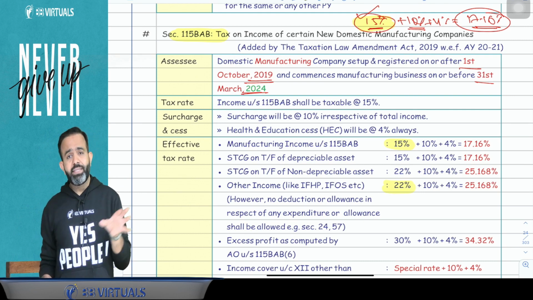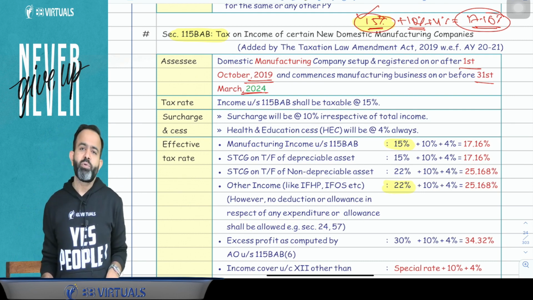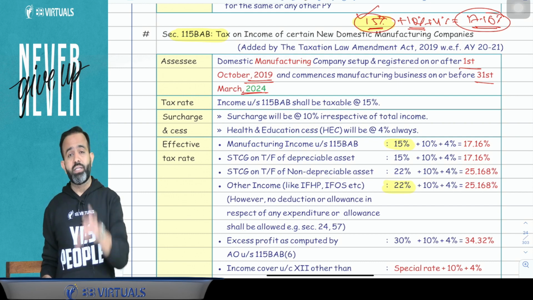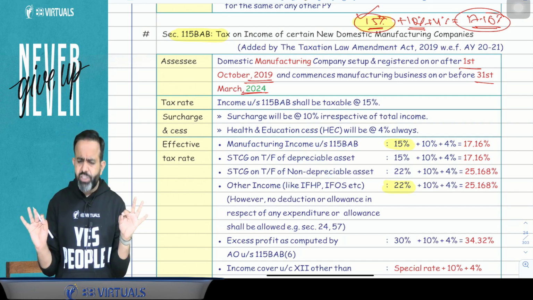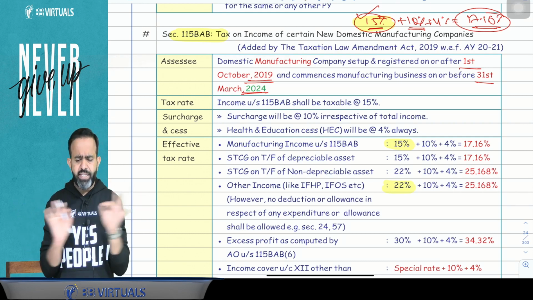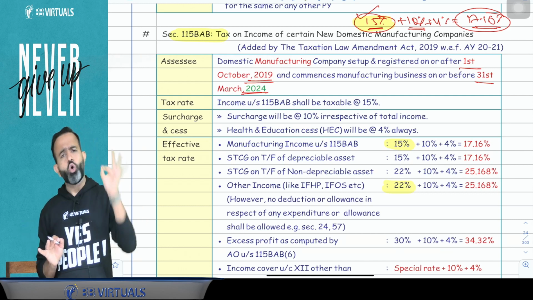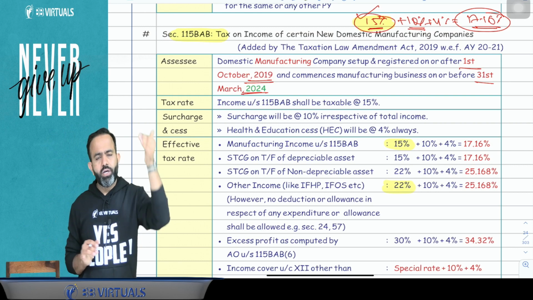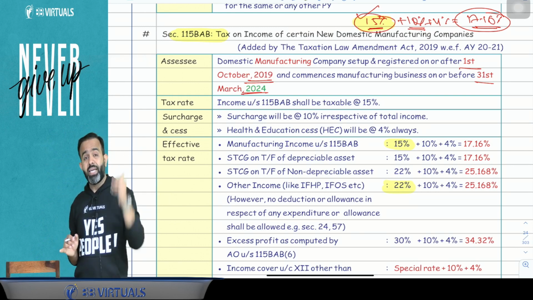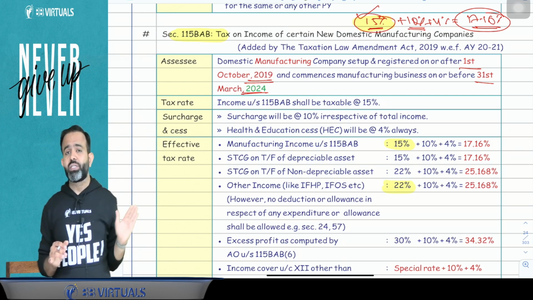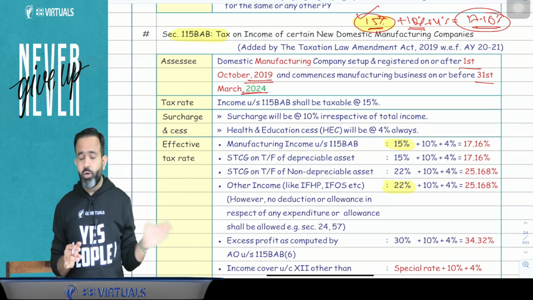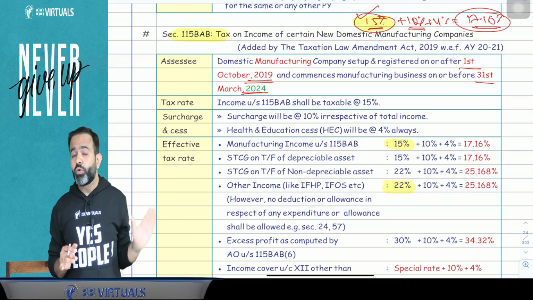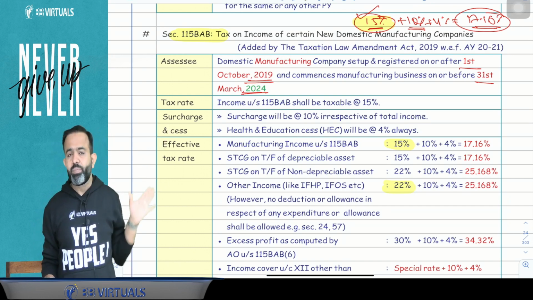But guys, in this section they have mentioned that while computing the income under house property or other sources, no deduction is allowed. Any deduction or exemption is not allowed. It means gross income is going to be taxable. Like in house property, you know that the standard deduction of 30% is available. Will that be allowed? The answer is no, that will not be allowed if the company follows section 115BAB.